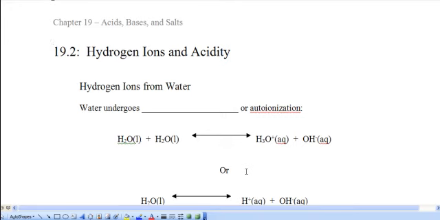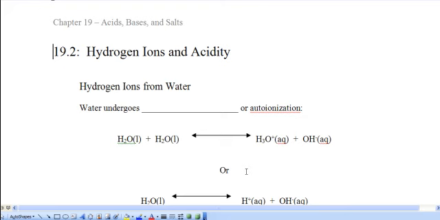And welcome to 19-2, where we're going to be talking about the hydrogen ions and acidity. In this whole unit, we're going to be introducing to you basically the idea of concentration of hydrogen ions, what acidity and basicity is, and then we're also going to introduce you guys to the pH scale and what's called the pOH scale.